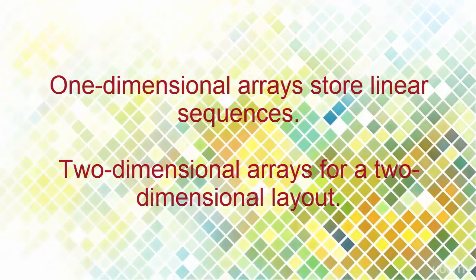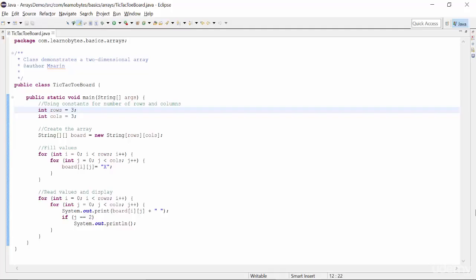Let's take an example. We all play board games. The board of the game is laid out as rows and columns. Such an arrangement consisting of rows and columns of values is called a two-dimensional array or matrix.